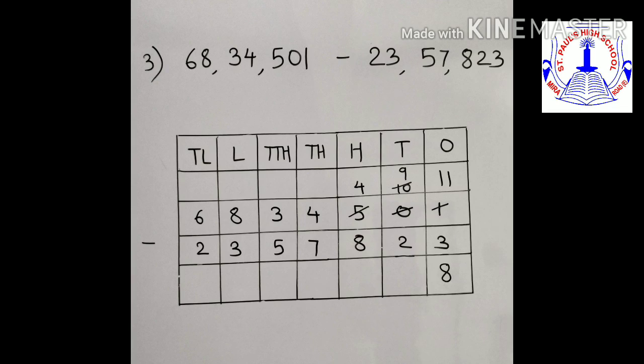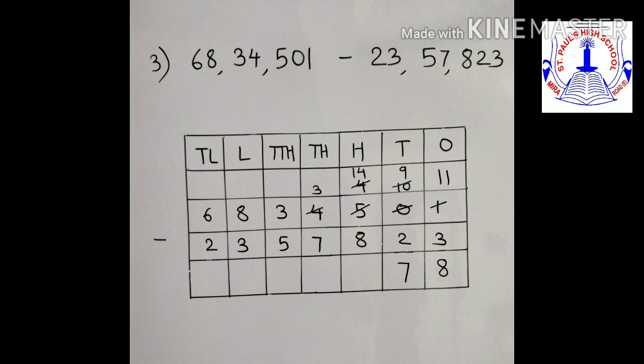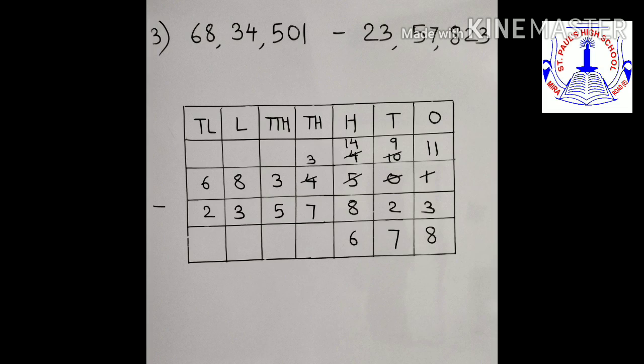In the ones place, 11 minus 3 is equal to 8. In the tens place, 9 minus 2 is equal to 7. In the hundreds place, 4 minus 8. So we cannot subtract 8 from 4. So we have to borrow from the thousands place. When we borrow from the thousands place, 4 will reduce to 3 and in the hundreds place 4 will become 14. So 14 minus 8 is equal to 6.